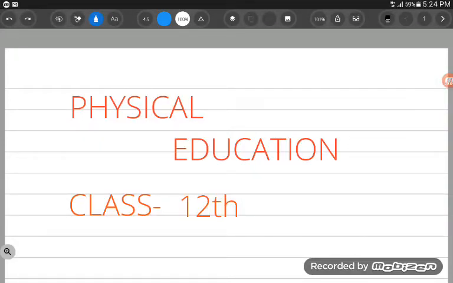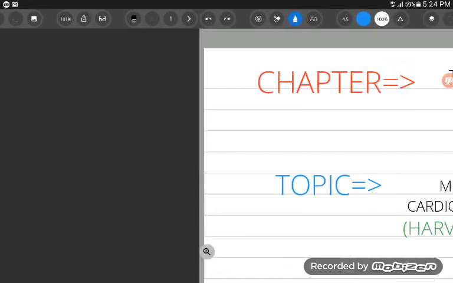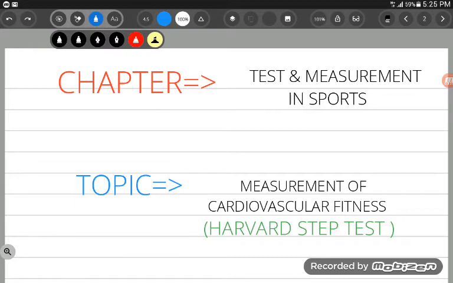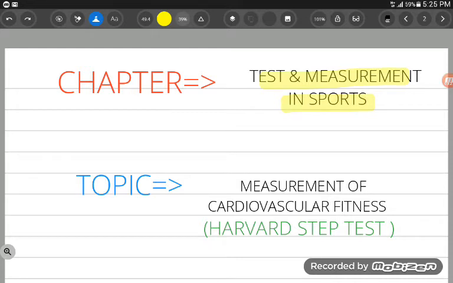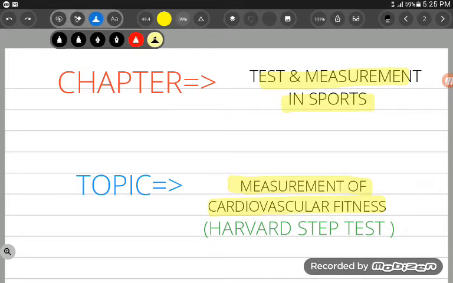Children, today I am going to start a very important topic of the chapter Test and Measurement in Sports. And today's topic is measurement of cardiovascular fitness. What is the topic? Measurement of cardiovascular fitness.